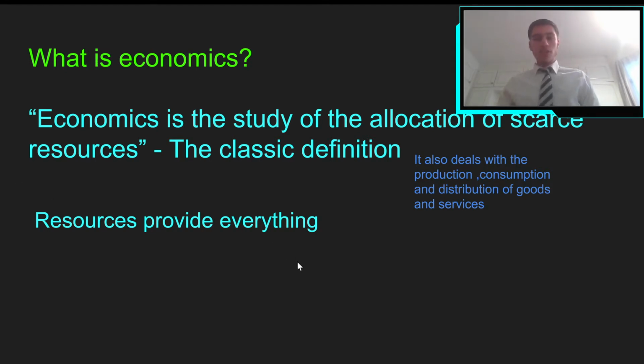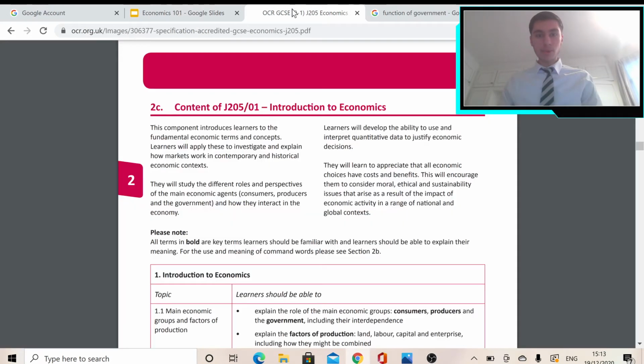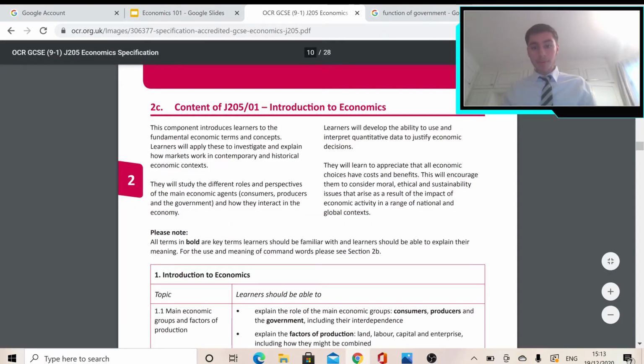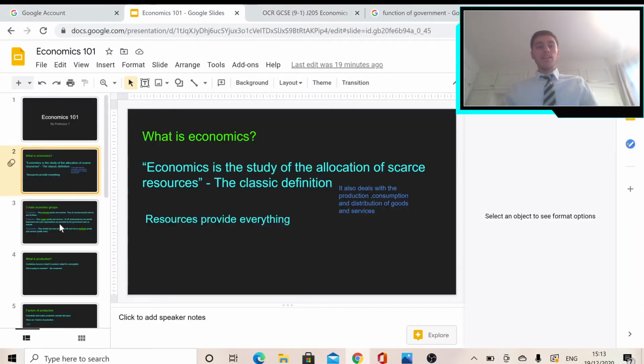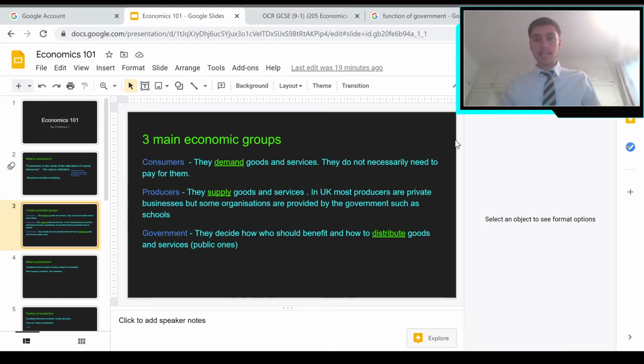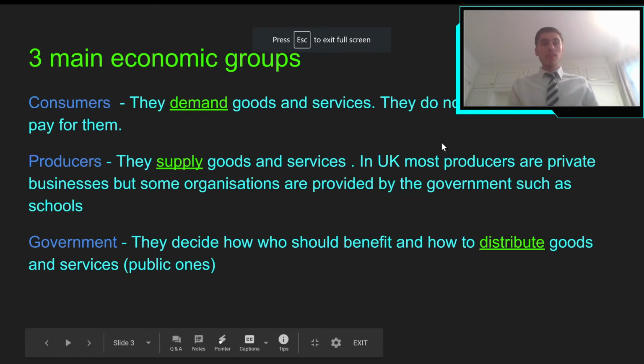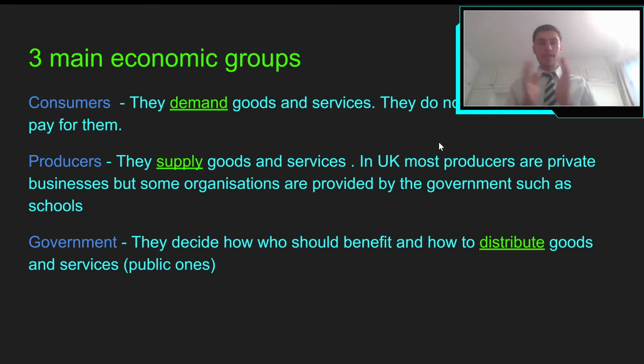Alright, so the first thing in the specification, if I just move here, is we need to understand the role of the main economic groups, consumers, producers and government, including their interdependence. So what are the three economic groups? Let me just get back to it. Three main economic groups: consumers, producers and government. Consumers demand goods and services. Demand is the key word, because if there is no one demanding goods and services, who would they go to? Right? And then how would the economy work then?